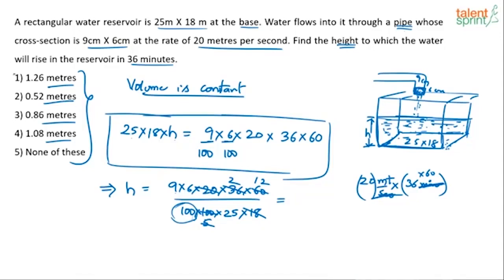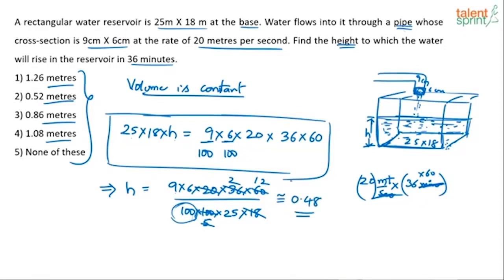See, if you look at the numbers here, it can eliminate many options, right? 1.26, 0.52, 0.86, 1.08. There's a huge difference. So try it. See, if you say 9 into 6 is 54, 54 by 25 is approximately 2. Somewhere around 2, right? Roughly 2. 2 into 2, 4. 4 into 12, 48. 48 by 100 is 0.48. Answer should be closer to 0.48. Slightly more than 0.48. You're getting it?